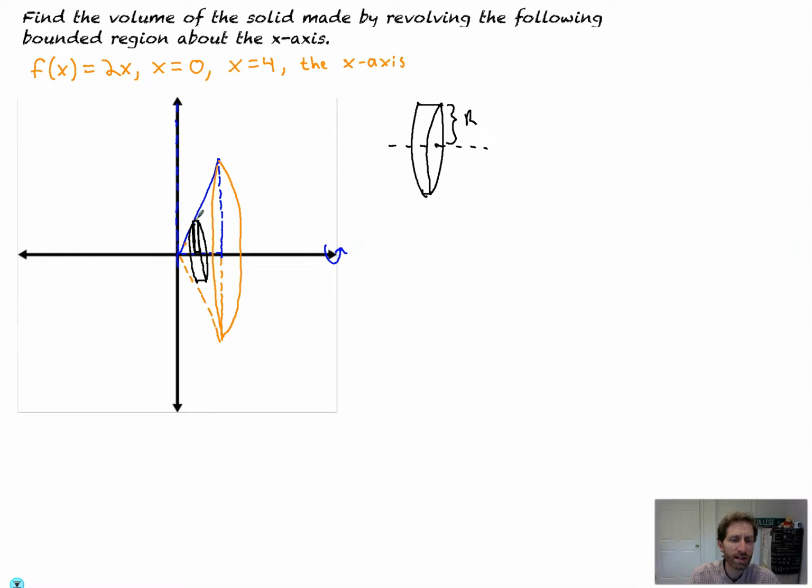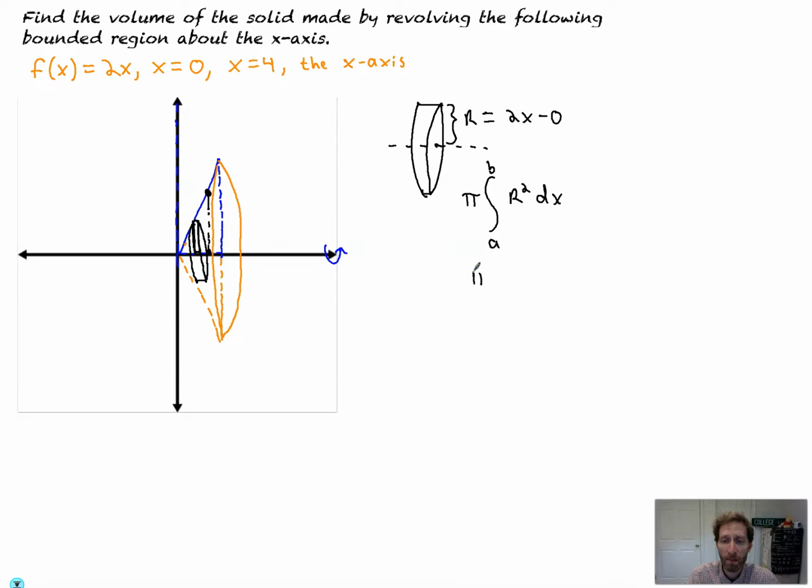Now what's r? Well, it's this distance from here to here. And it's changing. That distance is changing here. That's why we need the calculus. So the radius is this curve to the axis right there. Well, that's 2x minus 0. So I like to identify what my radius is first. It makes life easier. And now I'm just going to plug it into the template of pi times r squared dx evaluated from a to b.